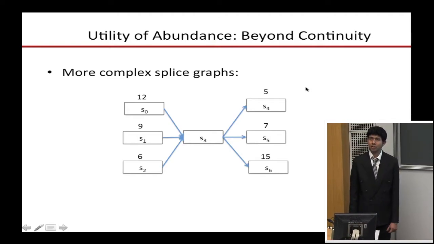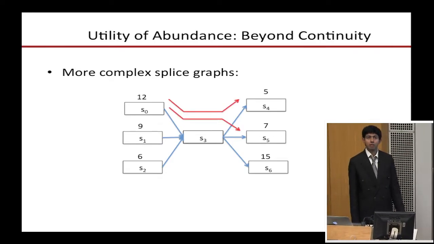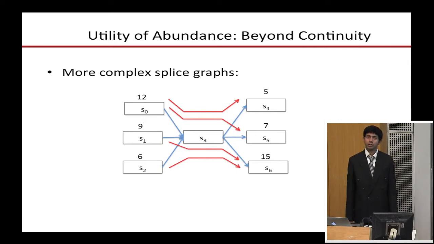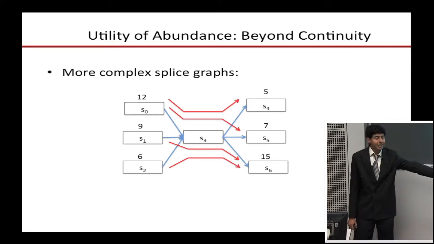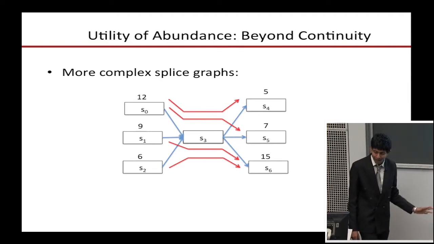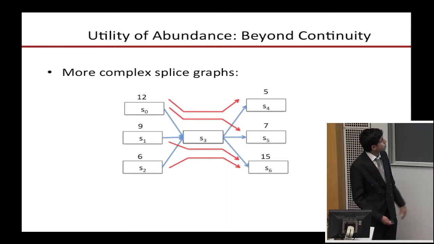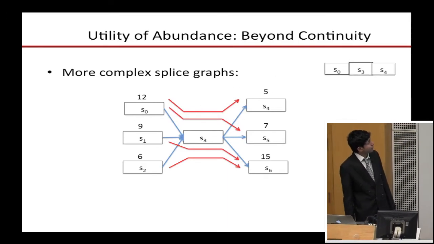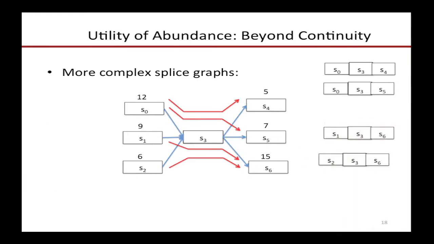This is what existing algorithms will do. However, there is a better explanation. The 12 is just 5 plus 7, and 9 plus 6 is 15. So if I output these 4 paths, they explain the data perfectly. This is the smallest set of paths that explains this data perfectly. So my claim is that there are 4 transcripts, S1, S3, S4; S0, S3, S5; S1, S3, S6; and S2, S3, S6, each having the corresponding abundance levels such that they add up to create this graph.